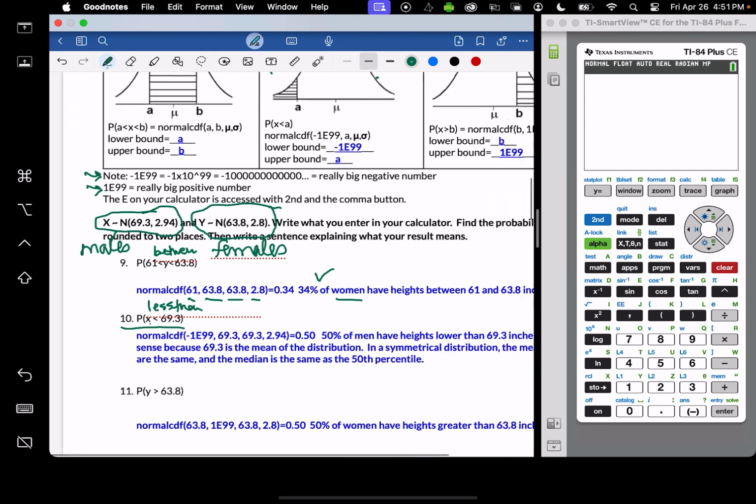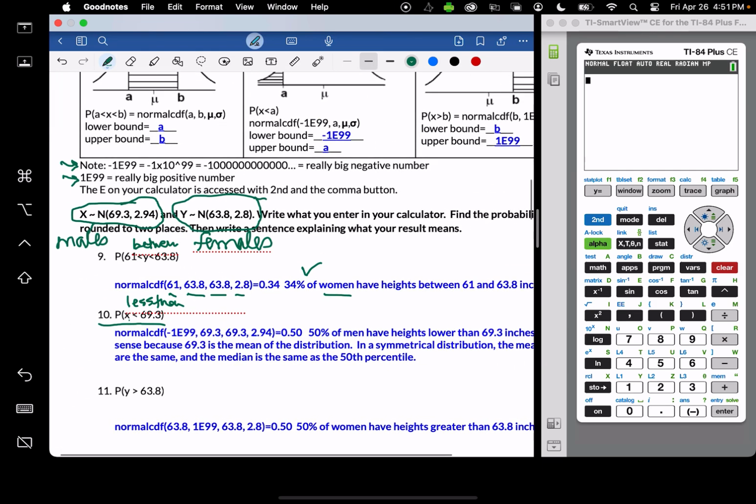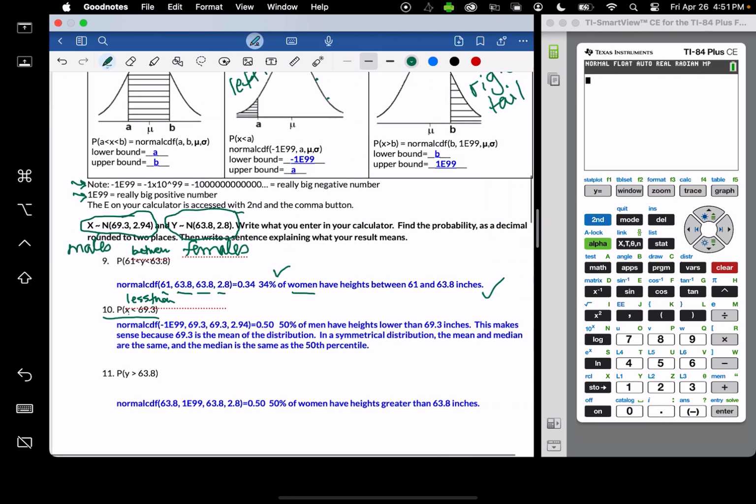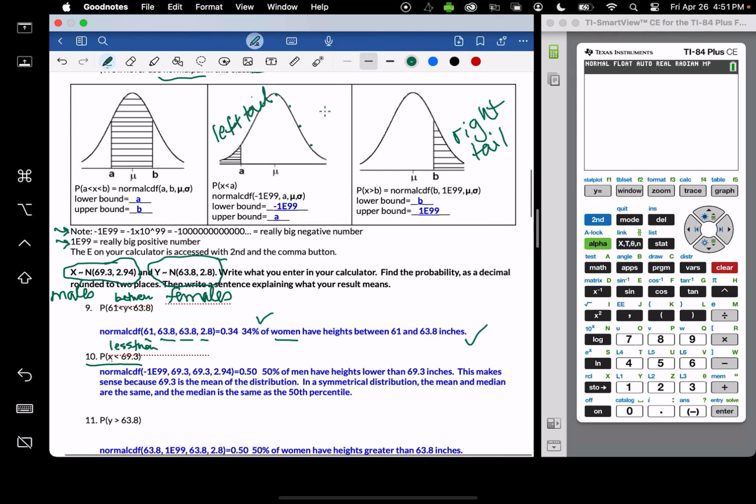Okay, so lower than, that just means that we're in a left tail situation, so that's why having this little image up here is helpful. Negative 1e99 for the left end, 69.3 for the right end, or the upper bound, and then we just put in our mu and sigma for the male heights. Oh, it's 50%. Oh, we should have known that. We're just saying what's the probability that any male is below average, and it's exactly 50%.